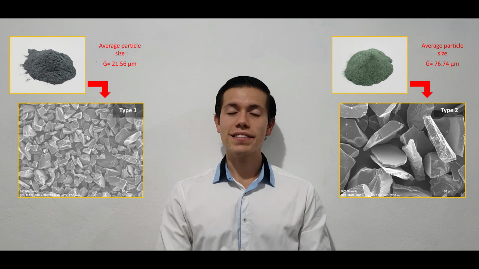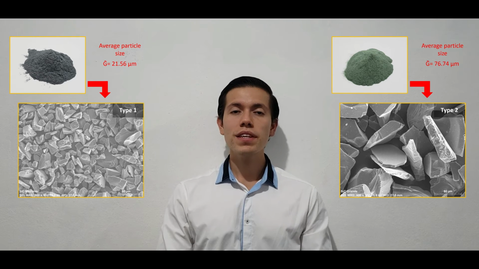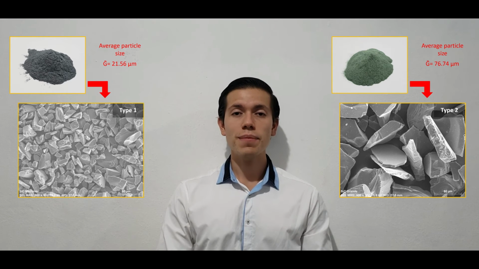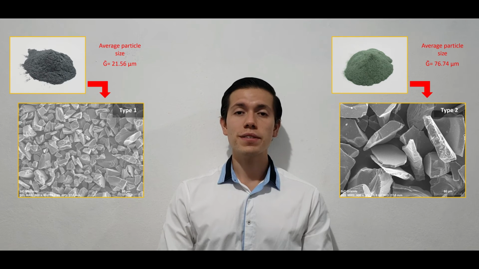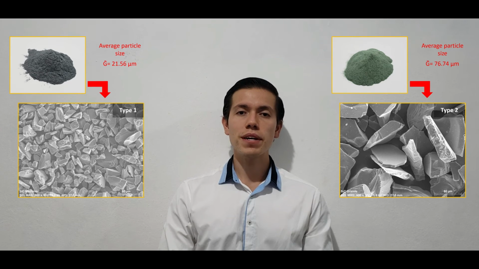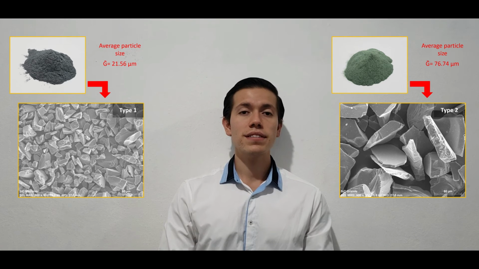As we can see in the SEM images, both silicon carbide types show the same angular grain morphology. However, the average particle size is very different between them. In the first type, we find that the average particle size is 21.56 micrometers, while in the second type, the average particle size is 76.74 micrometers.